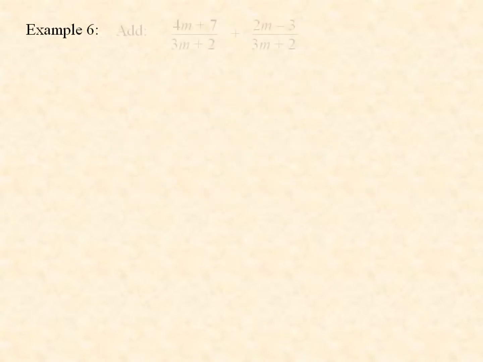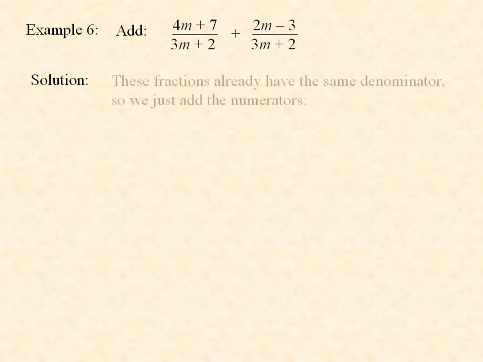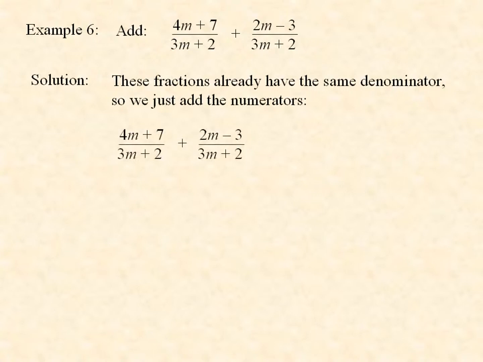Example 6. Add these two fractions. These fractions already have the same denominator, so we just add the numerators. And that gives us 4m plus 7 plus 2m minus 3 over 3m plus 2. But we can combine like terms in the numerator, and we get 6m plus 4 over 3m plus 2.